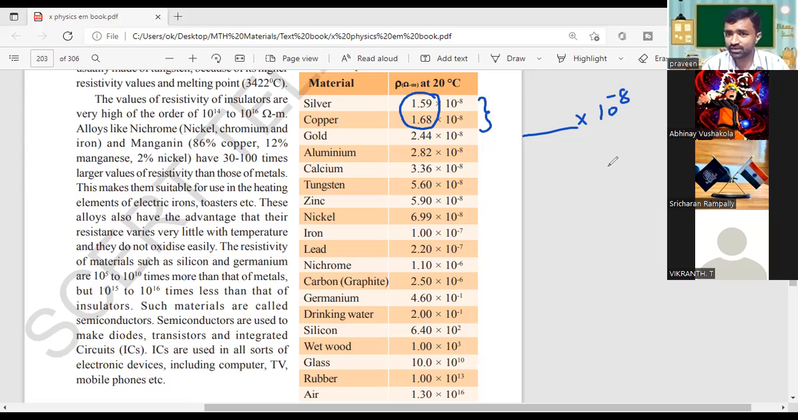Why are you silent? Copper, sir. Copper. So as you said, it has multiplier 1.6, which is greater compared with silver. Then see this, minus 8 only. So gold is greater, minus 8. It is aluminum, minus 8. It is calcium, minus 8. It is tungsten, minus 8. It is nickel. See, increasing.